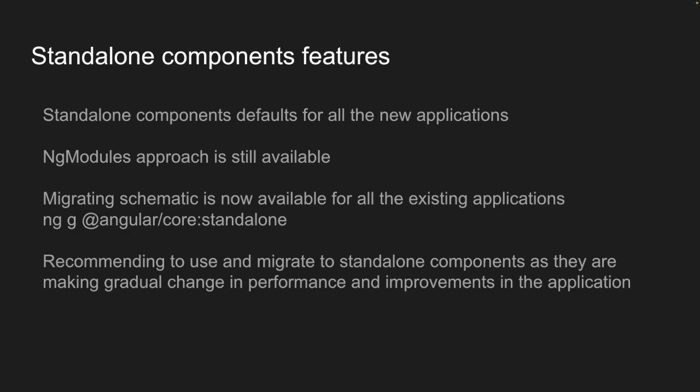Now we can migrate our existing projects into standalone by using a schematic called ng generate @angular/core:standalone. So this automatically converts your application components into standalone components. That may be a directive, that may be a pipe, that may be components. So all of them can be migrated with a single command. So let me go into the next slide.